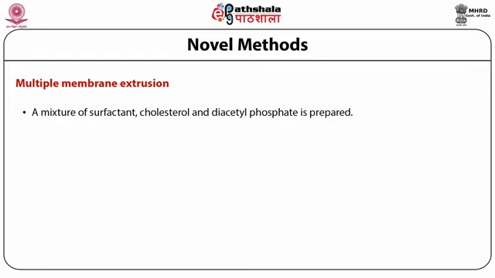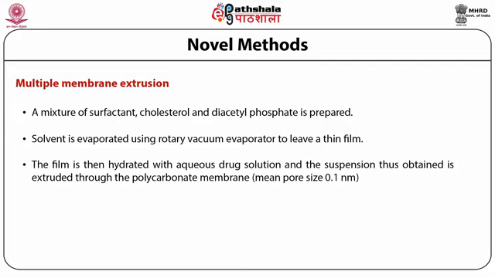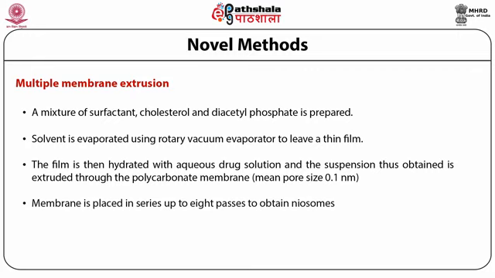Here, a mixture of surfactant, cholesterol and diacetyl phosphate is prepared. The solvent is evaporated using a rotary vacuum evaporator to leave a thin film. The film is then hydrated with aqueous drug solution and the suspension so obtained is extruded through a polycarbonate membrane of pore size 0.1 nm. The membrane is placed in series up to 8 passes to obtain neosomes of optimal dimension.